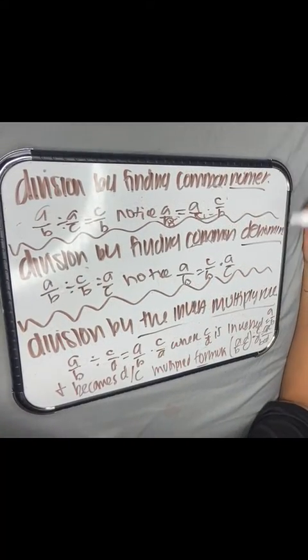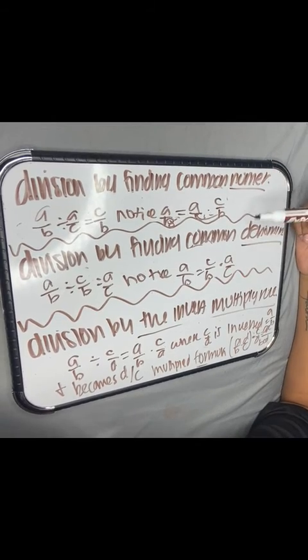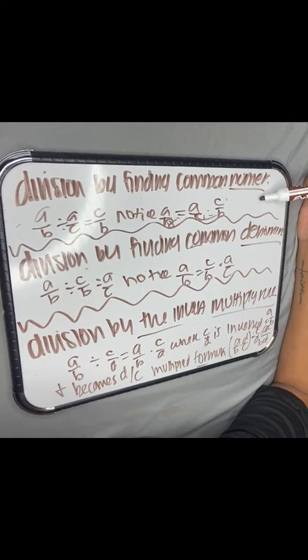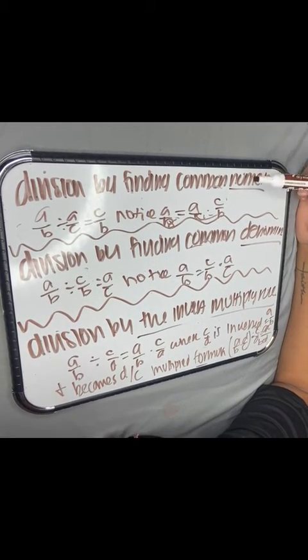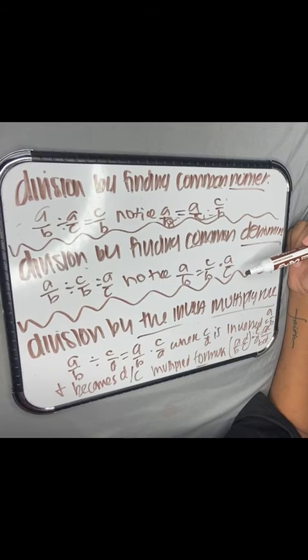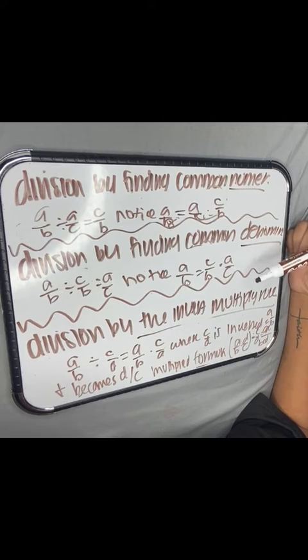Okay, so I just showed you the examples, so now I'm going to tell you what those examples were saying. For division by finding common numerators, a over b divided by a over c is equal to c over b. So notice that a over b is equal to a over c times c over b. For division by common denominators, it is a over b divided by c over b is equal to a over c. So notice how a over b is equal to c over b times a over c.